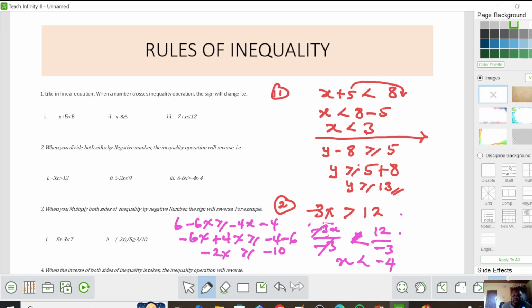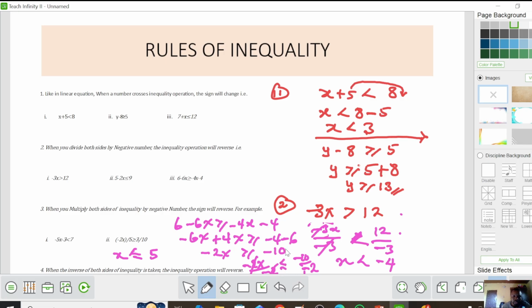Now, if I'm dividing both sides by a negative number, I have minus 2x divided by minus 2. So the inequality will reverse. So you have minus 10 divided by minus 2. So we cancel this one, then you have x is less than or equal to 5. So you can see that the inequality operation reverses. If it was facing one way before, it's going to face the other side. That's the second rule, and that's the most popular rule of inequality.